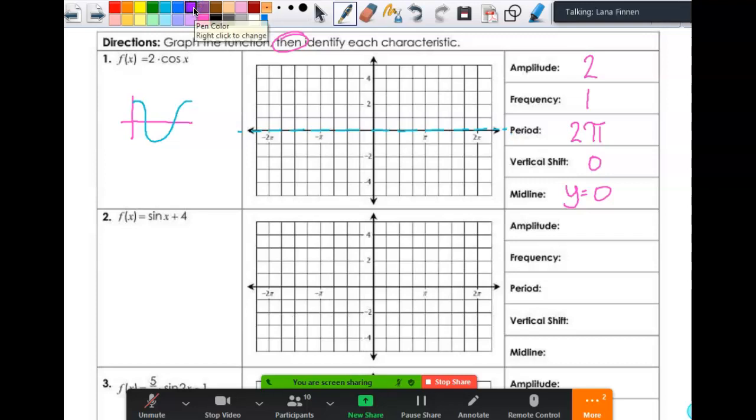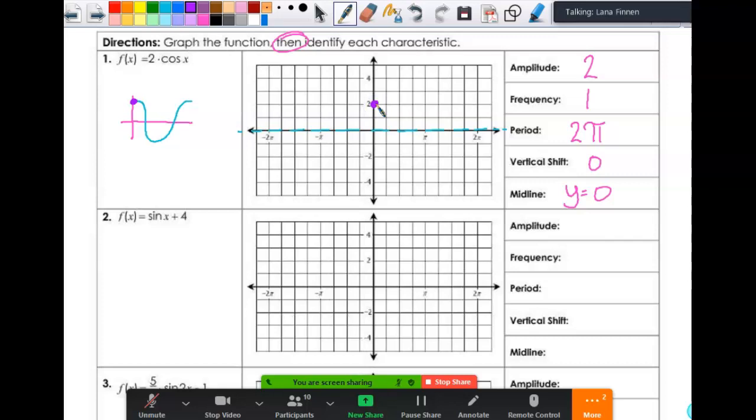So then I'm going to start with this point. On the parent function, that's 0, 1. Right now, we don't have any translations left or right. So the only thing that's going to affect whether or not that's 1 unit away from the midline is the amplitude. And the amplitude is 2. So instead of being at 0, 1, I'm at 0, 2.